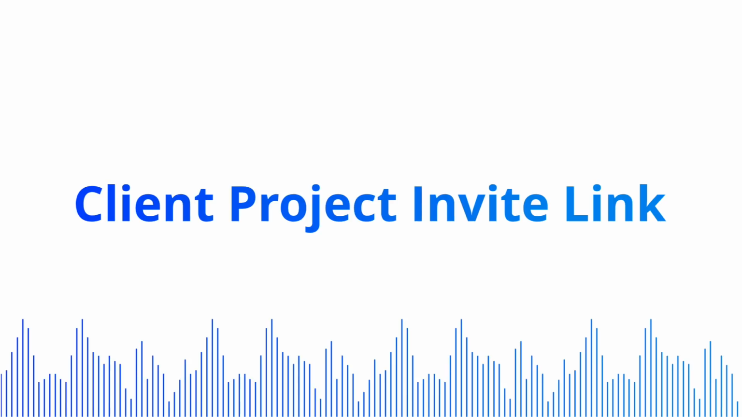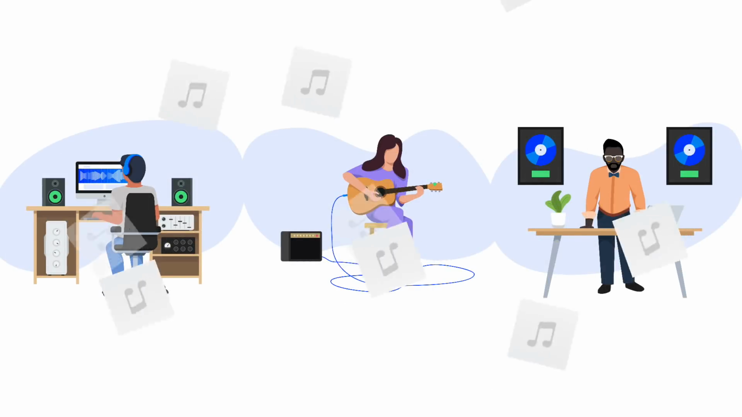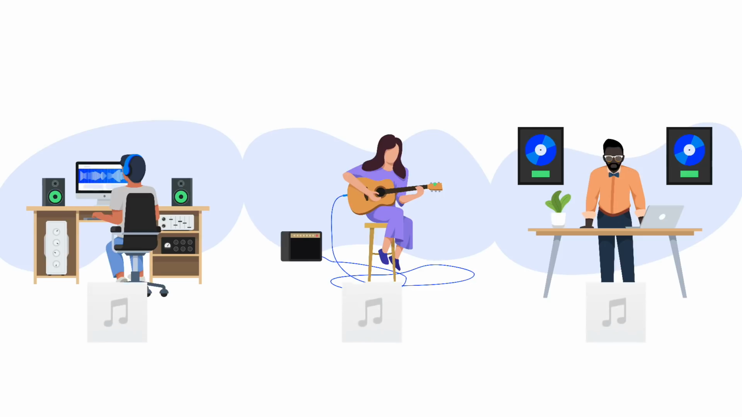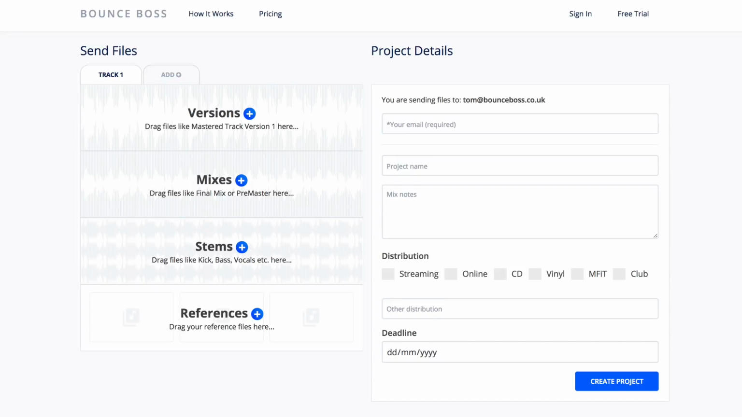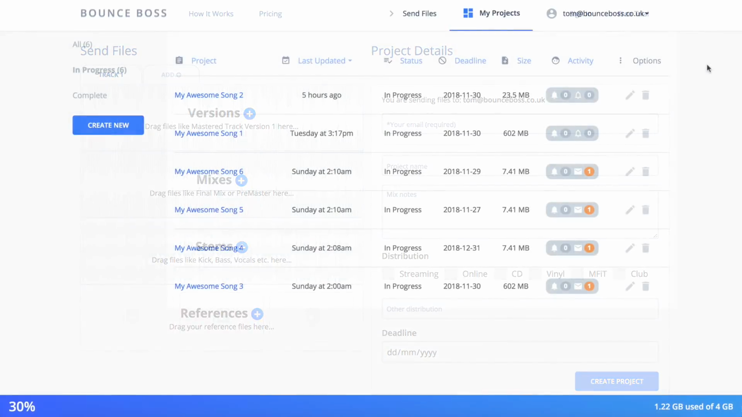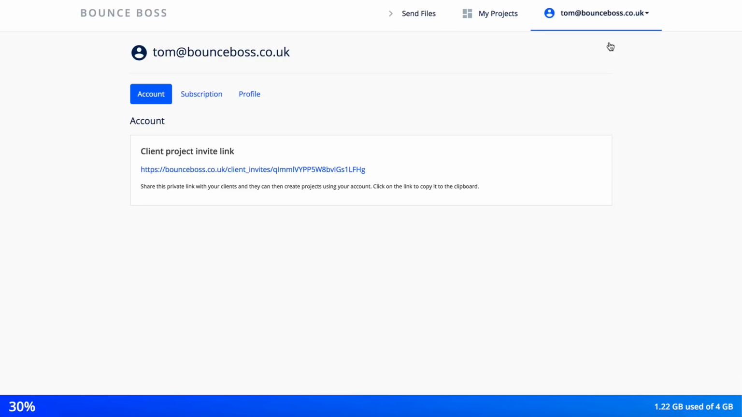Client project invite link. Wouldn't it make you more efficient if audio files arrived in your inbox already organized? With BounceBoss, you can send your clients, collaborators, or anybody a link to upload audio files to your BounceBoss account. To find your invite link, click your email address in the top right corner of BounceBoss, then click Account, and you'll see your client project invite link.